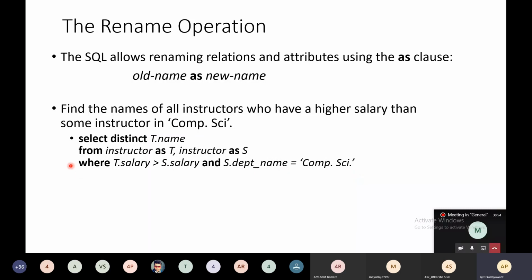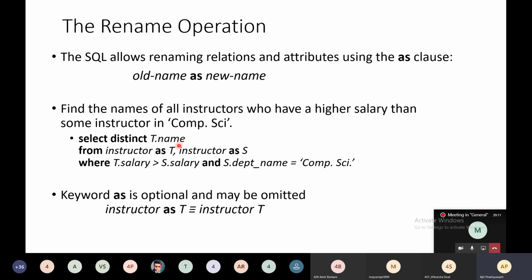So this is the way to use the as clause in the query. You can rename this instructor as T. You can rename this instructor as S. Similarly, you can rename the attributes also. This as keyword is optional. Optional means you may write the as clause or you may omit the as clause.